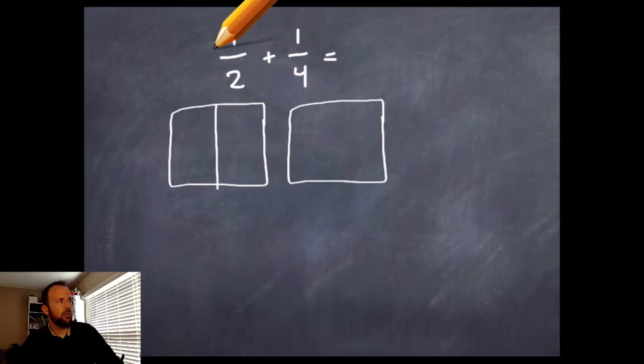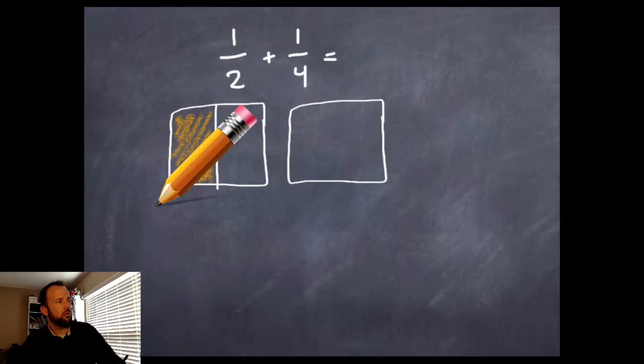Okay, so now I have my 2 parts, and how many of those parts am I going to color in? What's my fraction? 1, right? 1/2, one of those 2 parts. Let me go ahead and color that in. Nice orange color, beautiful. Okay, cool.